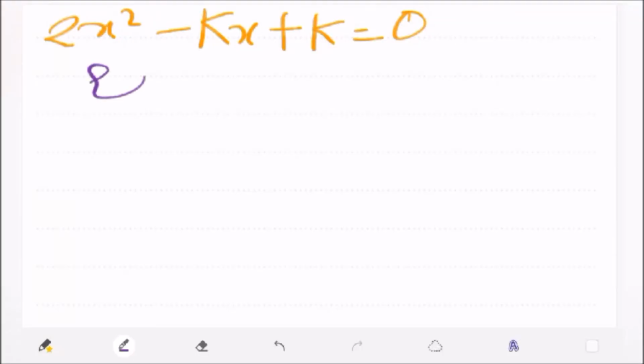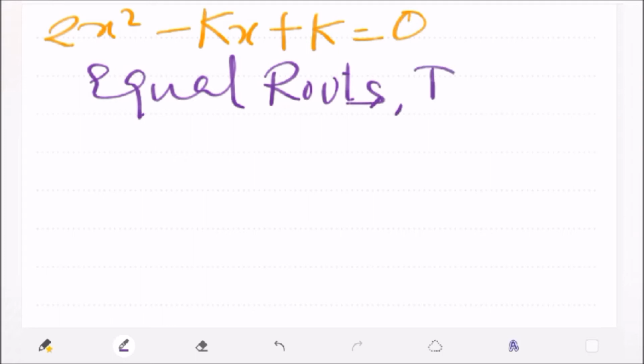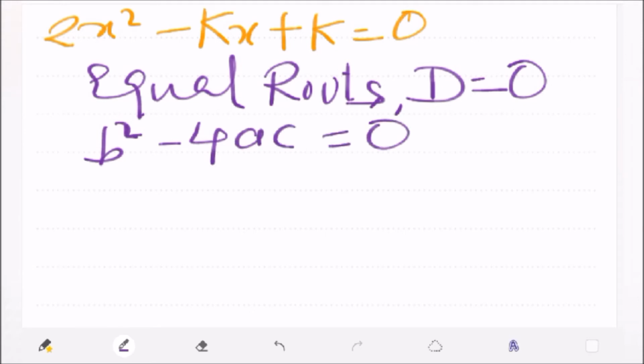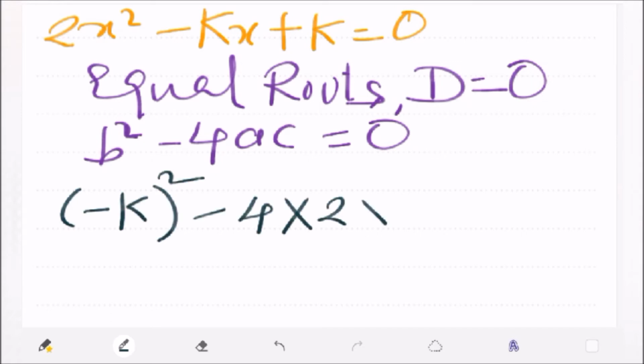Now in this question again we are given equal roots. That means the discriminant is 0. So b square minus 4ac equals 0. Now here b is minus k, a is 2 and c equals k. So carefully substituting the values in b square minus 4ac we will get k square minus 8k equals 0.